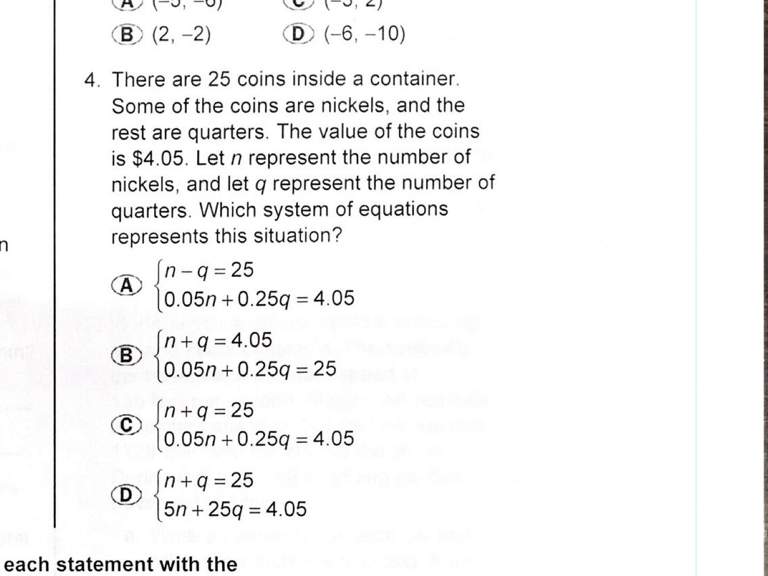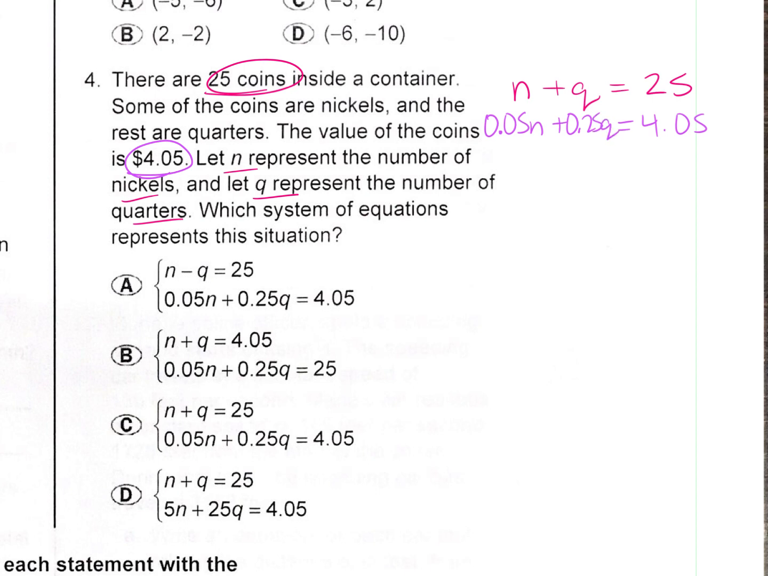Okay, so we know this much. We know that N are the nickels, Q are the quarters. So if I said N plus Q, I get the total number of coins, which is 25. I also know the total value of the coins is $4.05. And I can get the value of the coins by knowing the value of nickels and quarters. A nickel is 5 cents, or 0.05 N. And a quarter is 25 cents, or 0.25 Q. And so I've set up a system now, and it does match answer choice C. And that's all it asks you to do here.